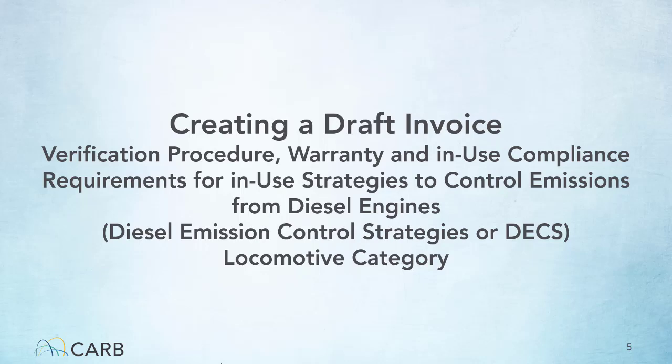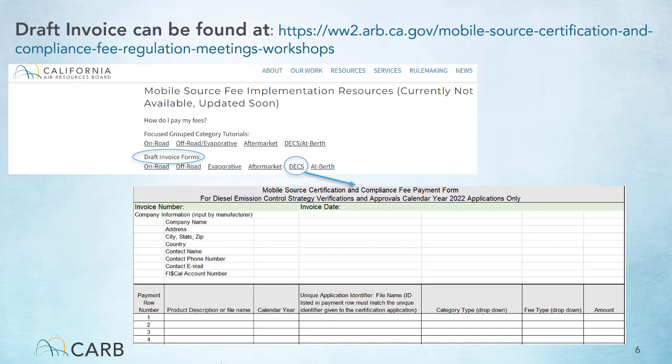The first step to create a draft invoice is to download the draft invoice form for DX from our webpage shown on this slide. Please make sure to download the correct form for DX from our webpage. The heading of the form should include diesel emission control strategy verifications and approvals, as shown in this slide. I provided you with a screenshot of the draft invoice form on this slide.